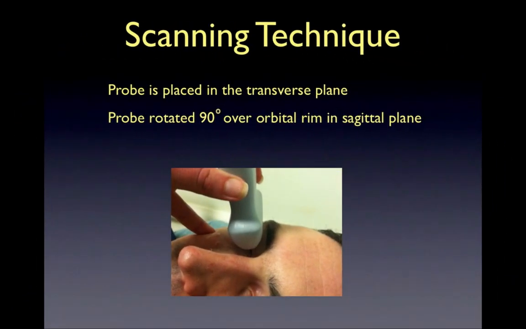Again, just to reiterate, the probe is placed in the transverse plane, probe marker to the patient's right, and then the probe is rotated 90 degrees over the orbital rim, and the eye is scanned in the sagittal plane. In this image, the operator is actually using their other hand and using the patient's cheek to stabilize their hand using either their fourth or fifth digits.